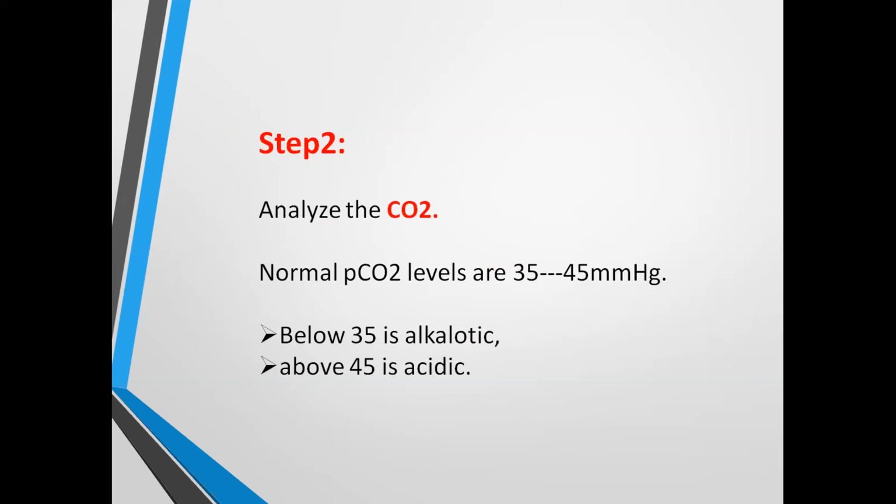In Step 2 we look at the partial pressure of carbon dioxide, PCO2. The normal range is from 35 to 45. If it is below 35 we call it alkalotic. If it is above 45, it is called acidotic. The second step in ABGs is basically carbon dioxide.